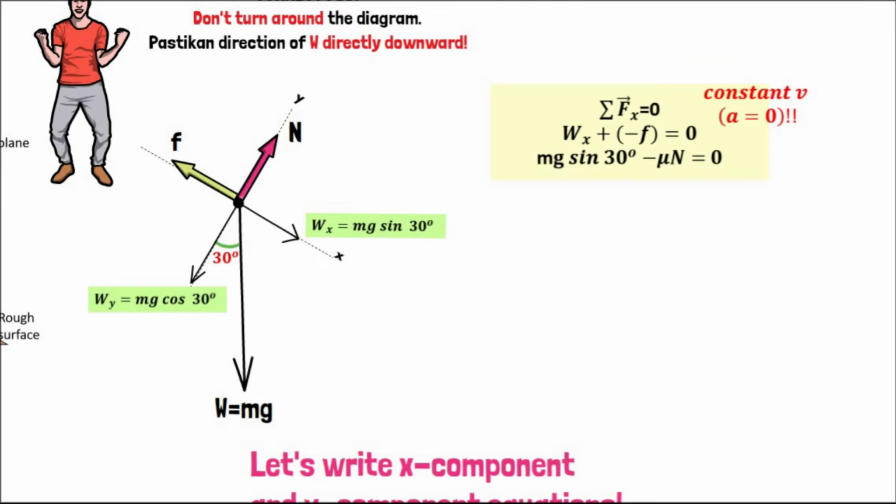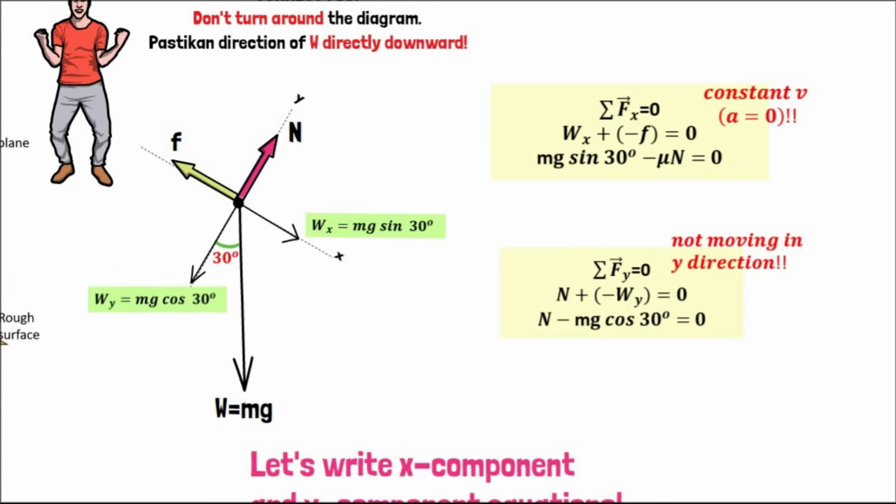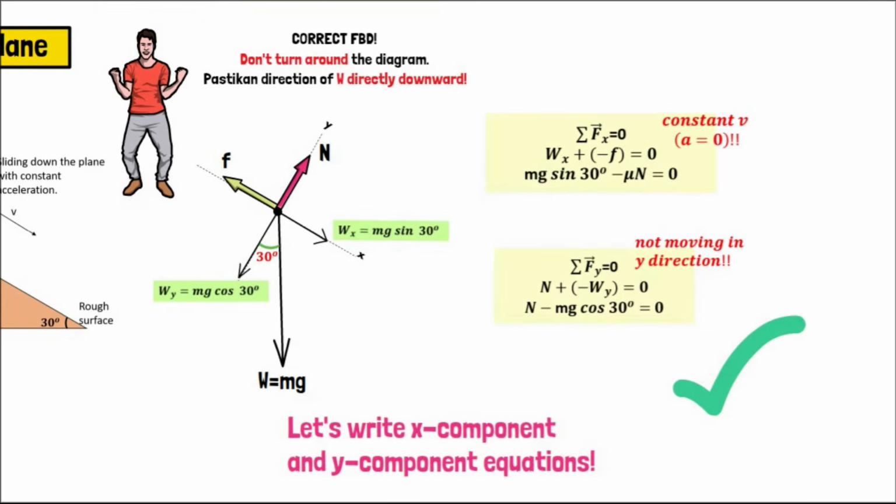Bagi total force in Y component pula, since the object is not moving in Y direction, so total Fy sememangnya equal to 0. So, normal force is upward, so we consider normal force as positive value plus negative Wy, since the direction of Wy is downward. So, finally, we're going to have equation in Y component N minus mg cos 30 degree equal to 0. Mudah kan? Pastikan awak mahir untuk lukis free body diagram dengan betul, kerana free body diagram yang salah boleh menyebabkan equation yang terbentuk akan salah.